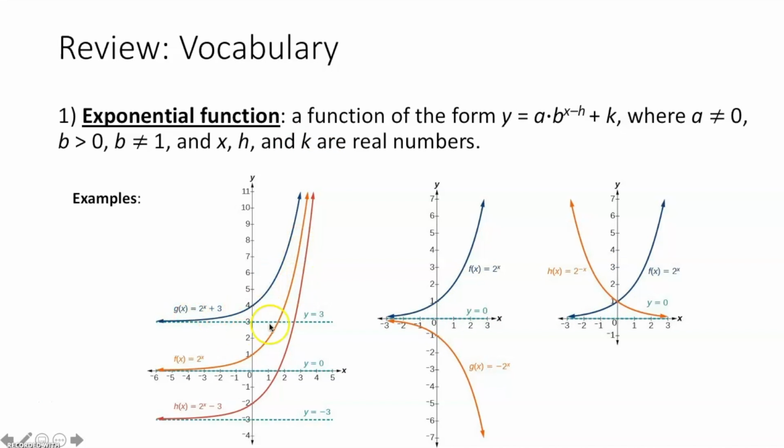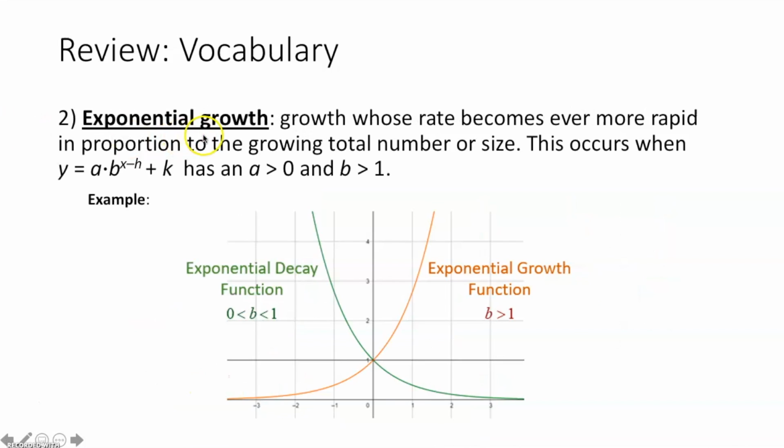Here you can see exponential growth versus exponential decay, a reflection over the x-axis, a reflection over the y-axis, vertical translations. Remember, we did all that last section. Exponential growth we talked about is growth whose rate becomes ever more rapid in proportion to the growing total number or size. This occurs when your a value is greater than 0 and your b value is greater than 1. So the number that is being raised to your exponent, that's a variable, that number needs to be greater than 1. That will cause exponential growth, like this orange graph.